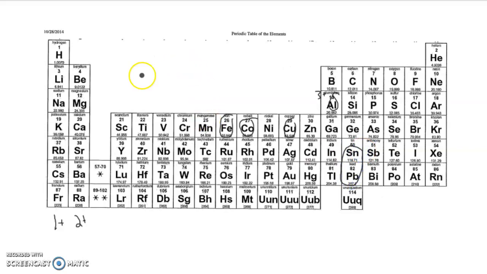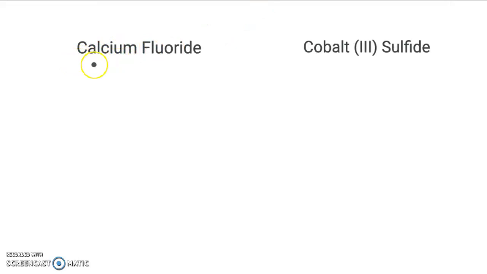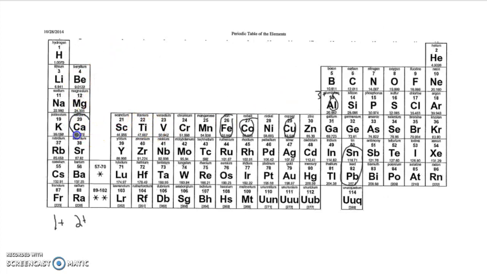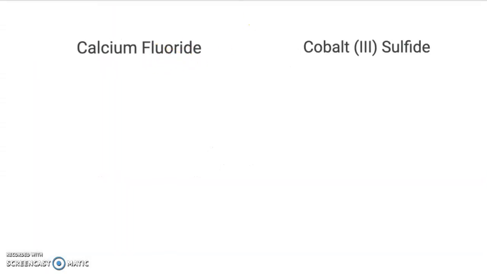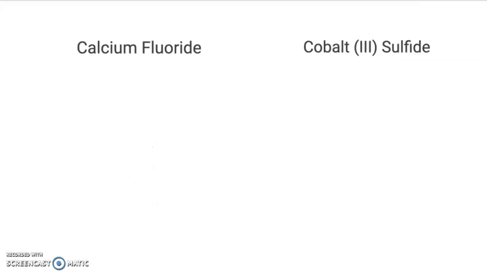Okay, so that's the first thing we have to do. To be able to write these formulas, we need to know how to determine the positive charge and the negative charge on those ions. Okay, so going back here, we have calcium fluoride. Calcium is right here on our periodic table. It's in the column that forms positive 2 ions. And then we have fluoride. Fluoride is, going back to the periodic table, one of these halogens. The halogens form negative 1 ions.